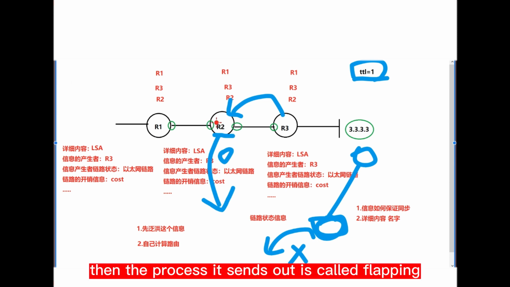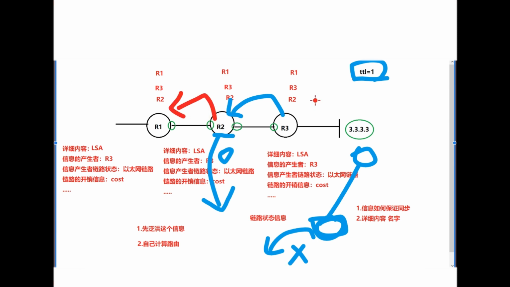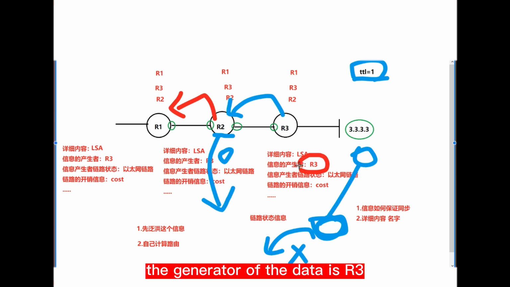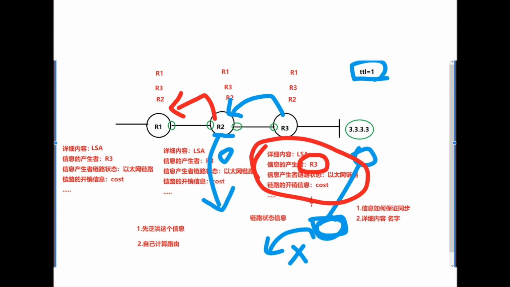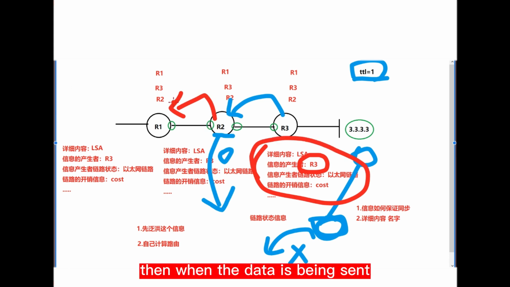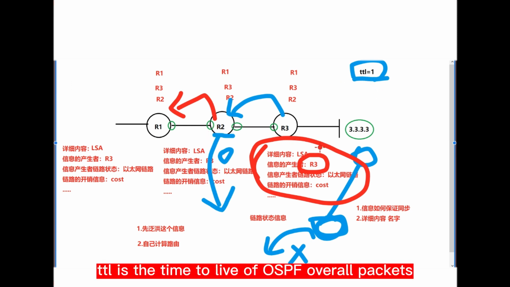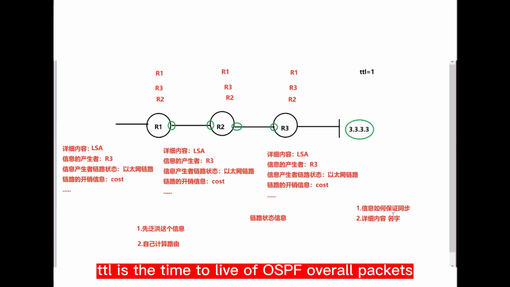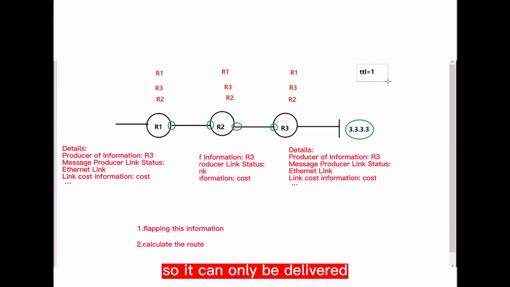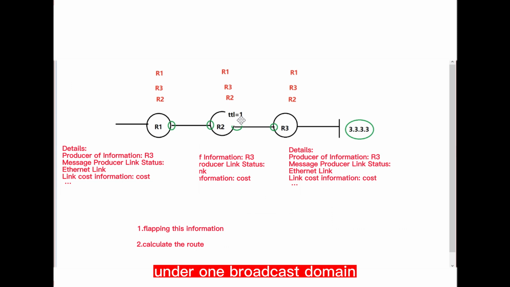Then the process it sends out is called flooding. The generator of the data is R3. Sent by other devices, it is exactly the same message. Then when the data is being sent, it's not called forwarding. It's called flooding. TTL is the time to live of OSPF packets overall. So it can only be delivered under one broadcast domain.